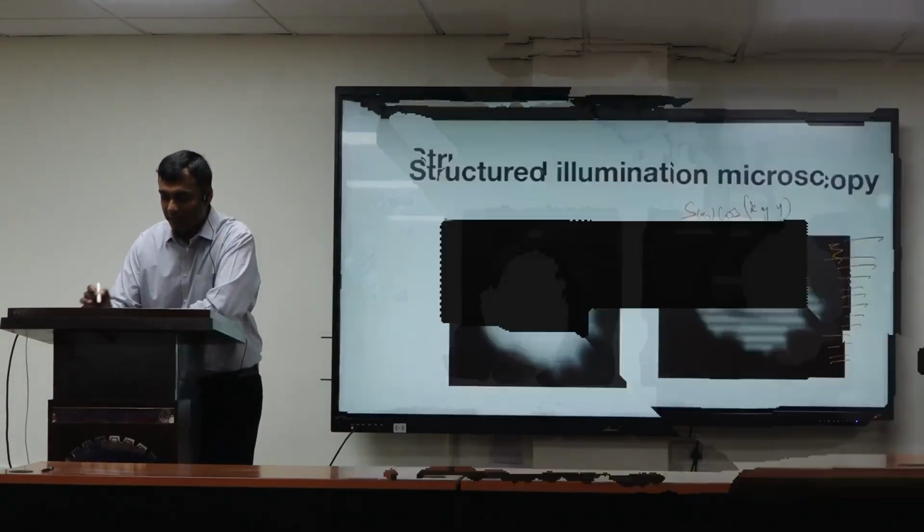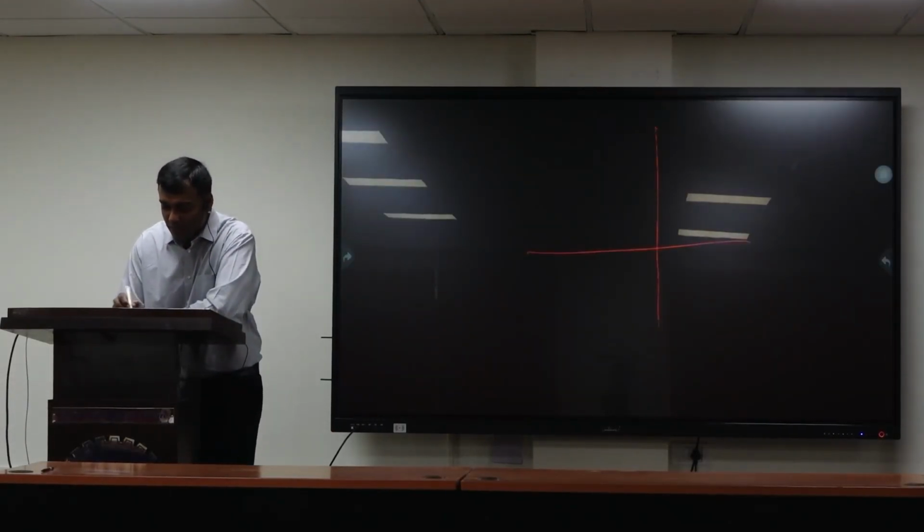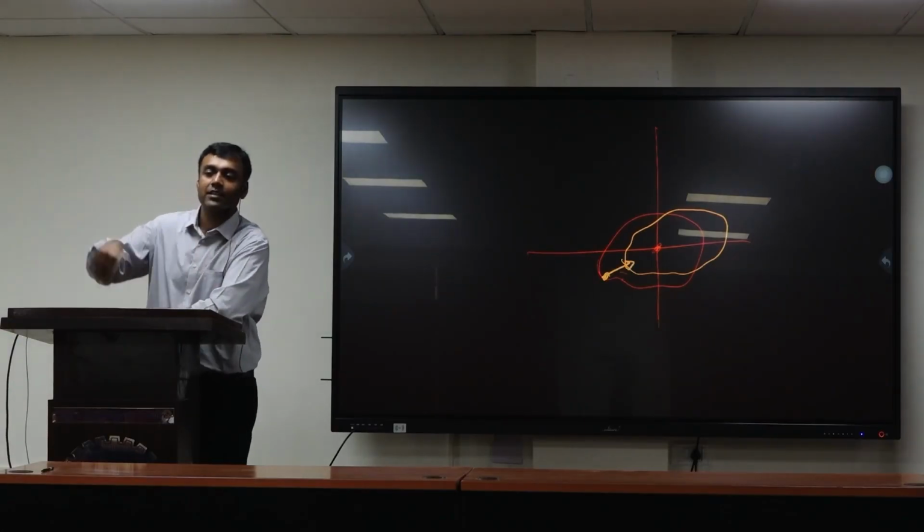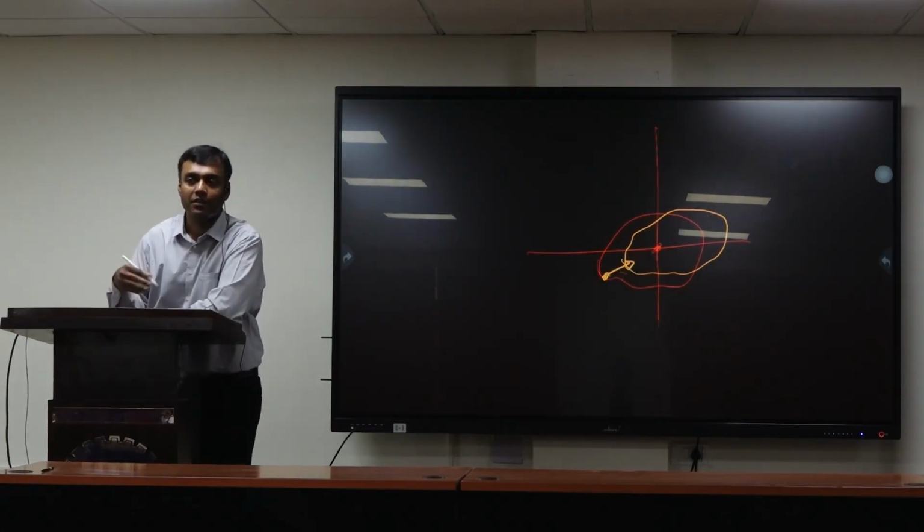So let me try to explain that again. Let's say the object has some low frequencies here and high frequencies on here. Now if you shift it, let me draw it in this way. You shift it a little bit. Now what was a low frequency has come inside the circle, and so you can start making a measurement.